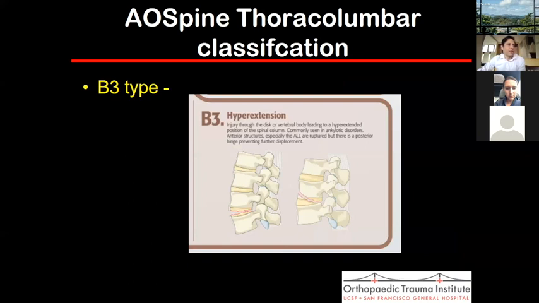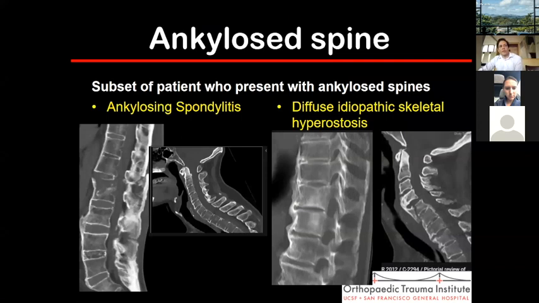Okay, and these B3s are the hyperextension fractures where you have disruption of the ALL. These are fractures that are exclusively seen in patients with some ankylosed disorders, whether ankylosing spondylitis or DISH. These are a unique subset of patients that's worth spending a little bit of time on, because they're at risk for a pretty significant neurologic injury.